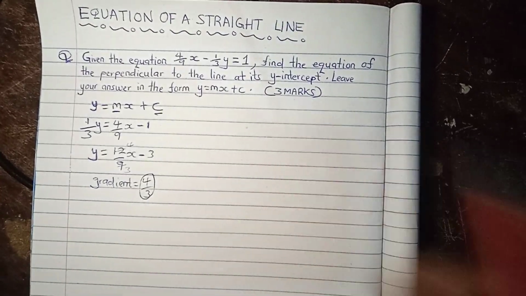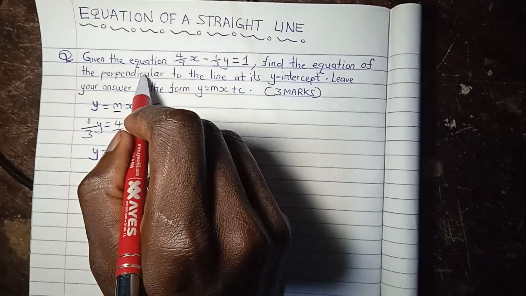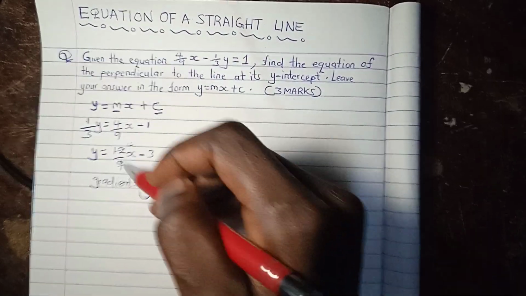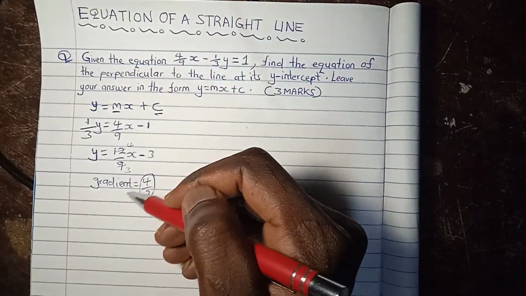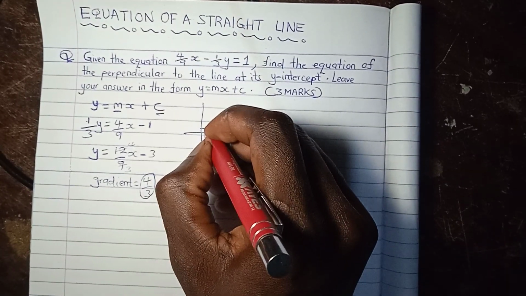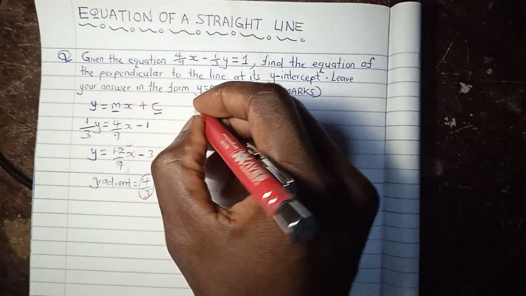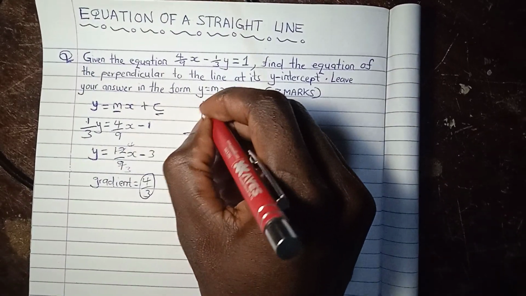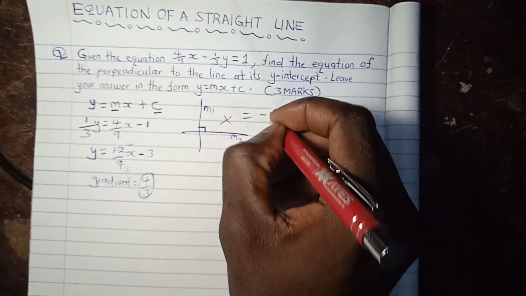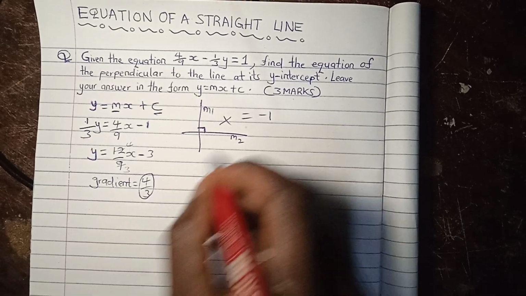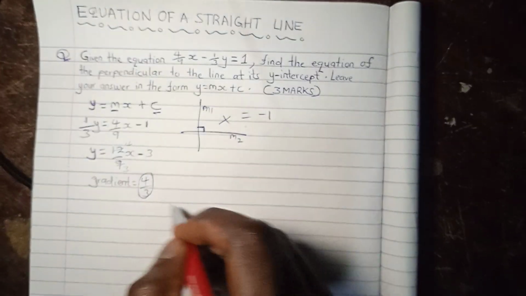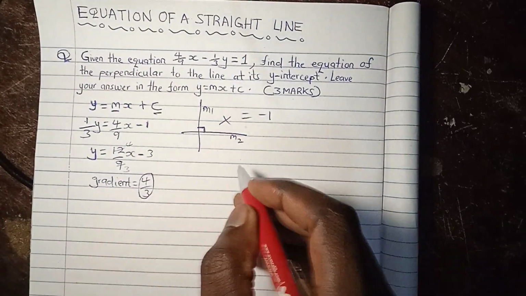We already have the gradient. Now, what other information have we been given? Find the equation of the perpendicular to the line. We have another line that is perpendicular to this line. This is the line we're dealing with, and we also have another line that is perpendicular to this one. Now, what should you know? Perpendicular lines meet at 90 degrees. The relationship is that their gradients, m1 and m2, when multiplied, give -1. So if I take this gradient and multiply it by the other line's gradient, I am supposed to get -1.